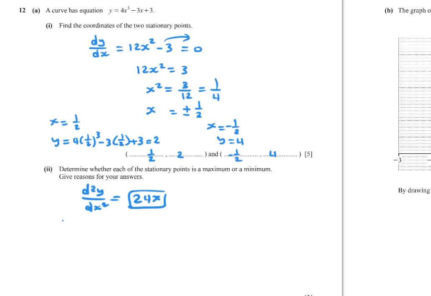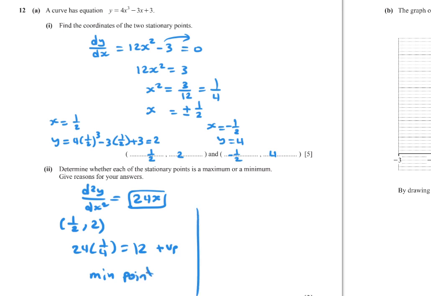Now for the first point, which is half and 2, put x equal half in the second derivative. So 24 times half equals 12, positive, so this is a minimum point. For the second point, negative half and 4, put x equal negative half in the second derivative, so 24 into negative half equals negative 12, negative, so this is a maximum point.